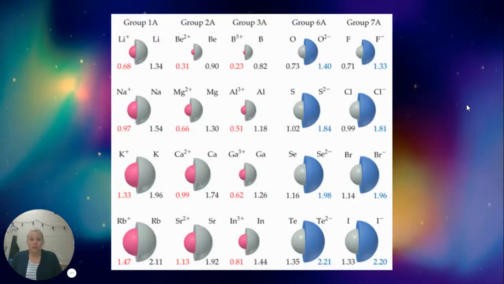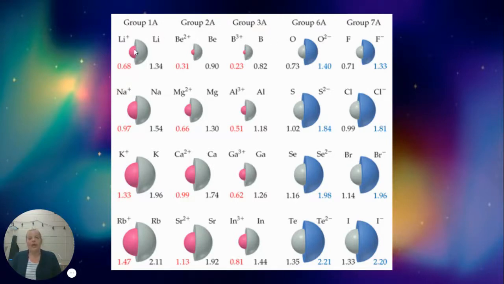So here is the graphic that I think is really helpful. We are not ever really going to have to compare the size of one ion, more than likely, to the size of another ion. It's a pattern that we can follow, and we'll talk about that, but I just want to show you.